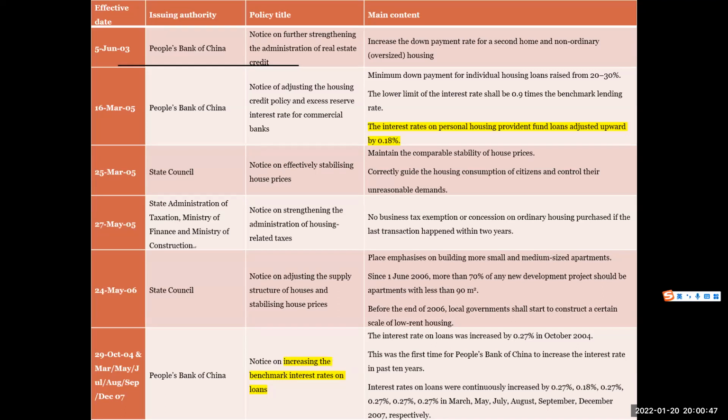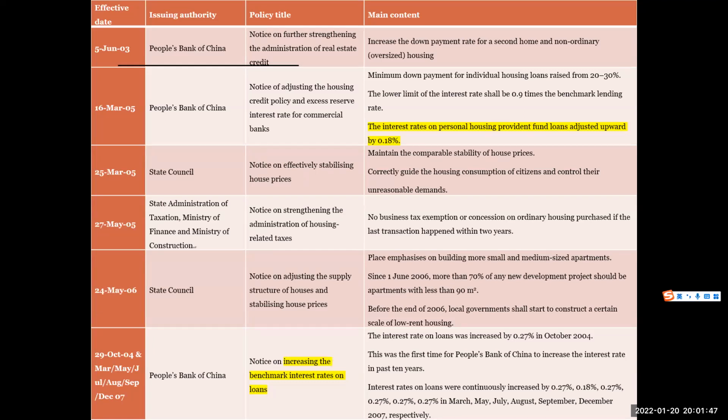This is actually the first time for the People's Bank of China to increase the interest rate in the past 10 years. It's comparable to the Reserve Bank concept in the West. You can see that interest rates on loans continuously increased by 0.27% and so on, in March, May, July, August, September, December. It was increased so frequently in that year because the housing price went up too madly.